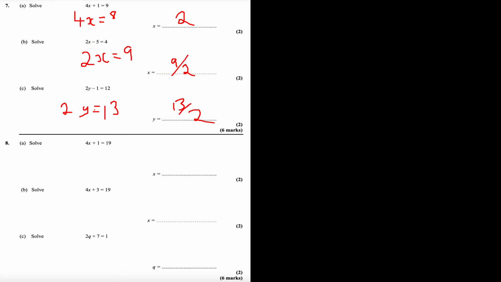Question number 8. Solve 4x plus 1 is equal to 18. Subtract 1 on both sides. I'm going to get 4x is equal to 18. Divide both sides by 4. We get that x is equal to 18 over 4, which simplifies to 9 halves. Oops, should be a 9 there.